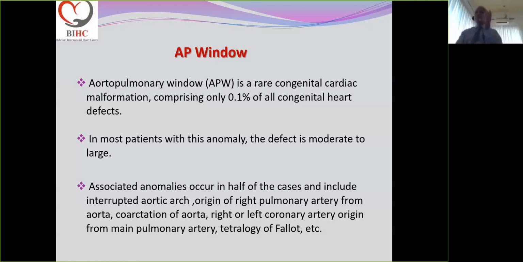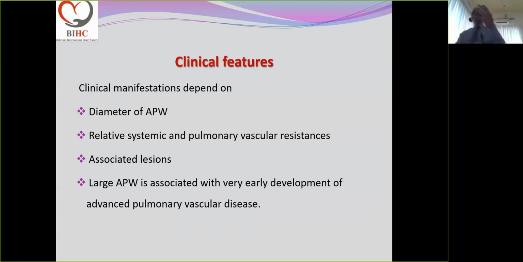So AP window is a major problem, mercifully uncommon, but it does occur, and the defect is large and the patient tends to march into pulmonary hypertension very often. The clinical features will depend on how big the AP window is. Generally, they are big. Of course, the relative systemic and pulmonary vascular resistance, and whether there is any associated lesion, matter. If there is an interrupted aortic arch, when the duct closes, it's a duct-dependent systemic circulation, and the baby will crash in the newborn period.